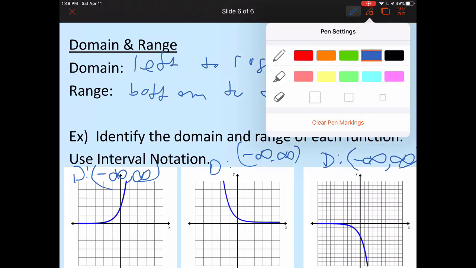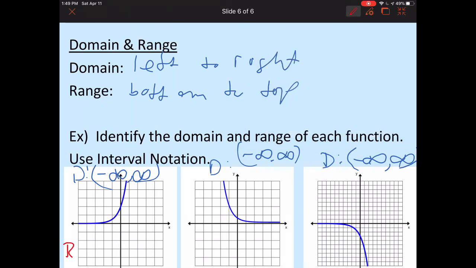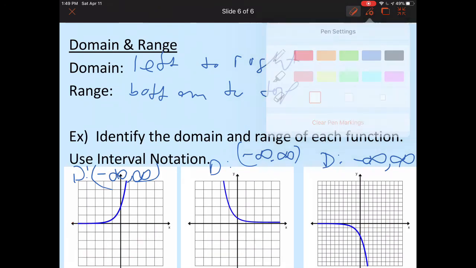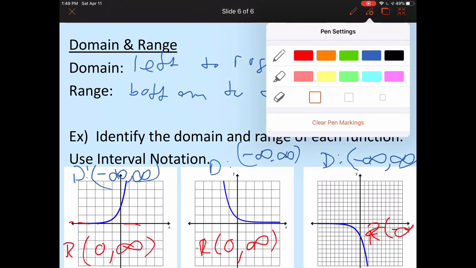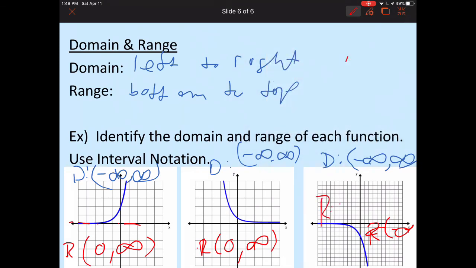The range is the difference. The range starts from the bottom, and that's the asymptote we've been talking about all day. It's 0 to infinity. This here has the range of, again, 0 to infinity. But this one's a little different. This comes from the bottom there at -infinity. Hold on, let me erase this because I got messed up here. So the range is -infinity to 0 because it's coming from the bottom.